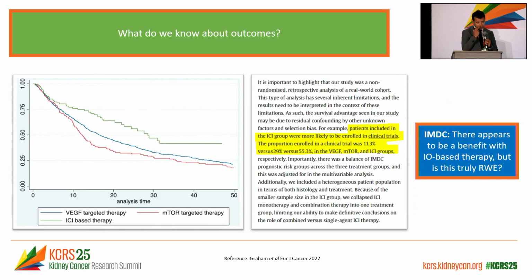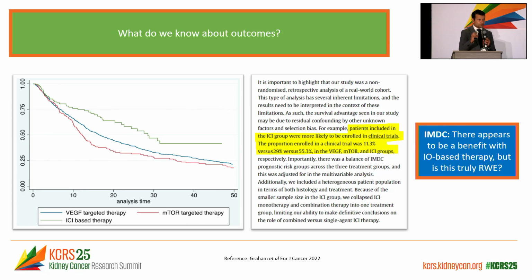What do people often lean on? Well, they often lean on real-world experiences. This is something that I and, of course, dozens of other sites here in the room contribute to. This is the IMDC assessment of outcomes with VEGF-targeted therapy, mTOR-directed therapy, and checkpoint inhibitor-based therapy in non-clear cell kidney cancer. If we lean on real-world data sets like this, gosh, IO-based therapy looks really good. I'm not showing you numbers at risk and so forth, but at first glance, the IO-based cohort seems to be doing really well relative to the others.